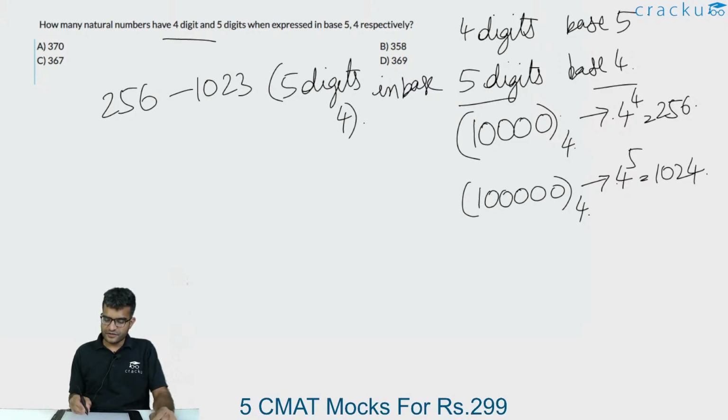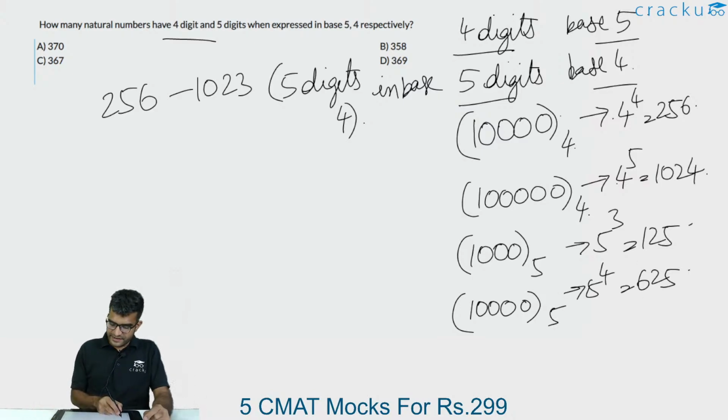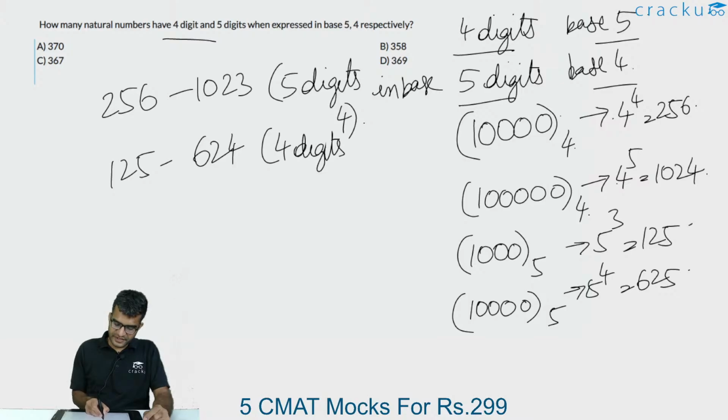Similarly, let us try to find out the numbers which have 4 digits in base 5. What is the smallest number which has 4 digits in base 5? That will be 1, 0, 0, 0 in base 5. This is 5 cube, which is 125. What is the smallest number which has 5 digits in base 5? That will be 1, 0, 0, 0, 0 in base 5. This is 5 to the power 4, which is 625. So all the numbers which lie between 125 to 624 have 4 digits in base 5.